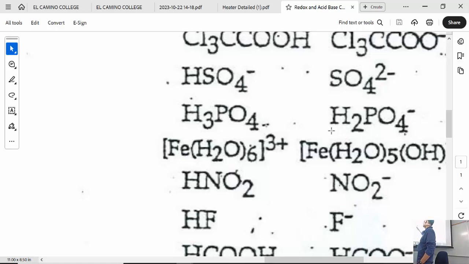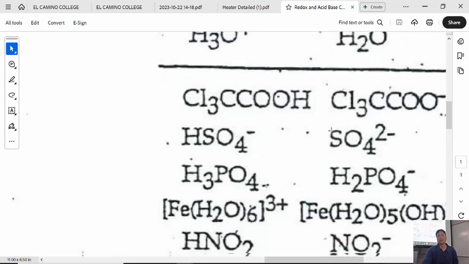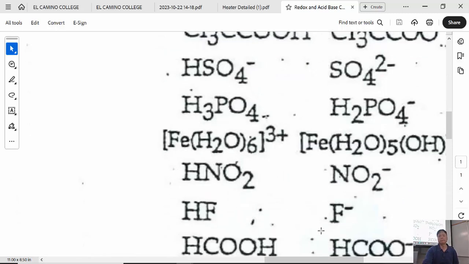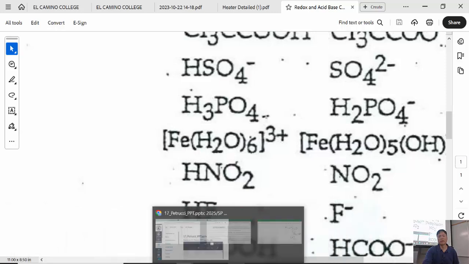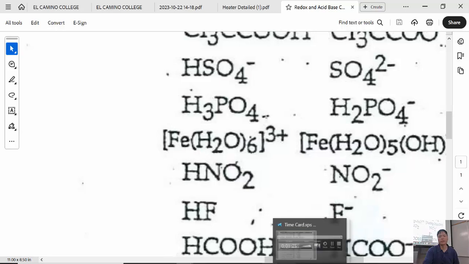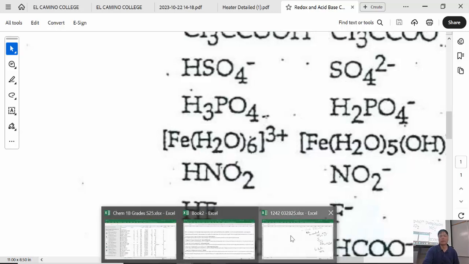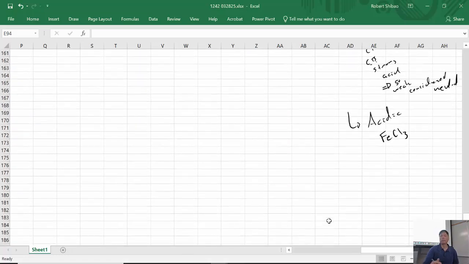But this hexaaqua complex is a proton donor because when you have a water attached to an iron 3, it changes the electronic environment around the water. And so even though a lot of people think, well, iron 3, that's kind of odd for an acid. What we're looking at here is FeCl3 aqueous, which is going to produce Fe(H2O)6 3+, the complex.